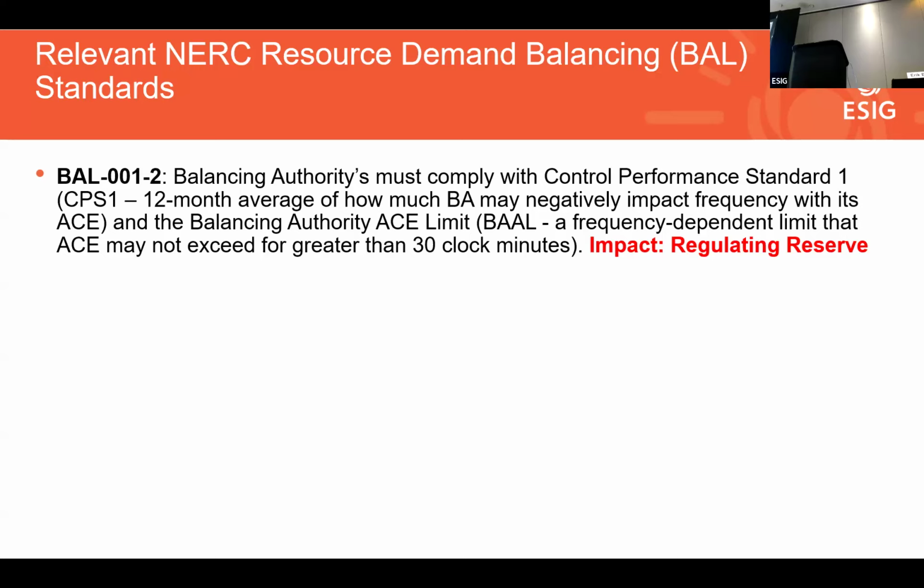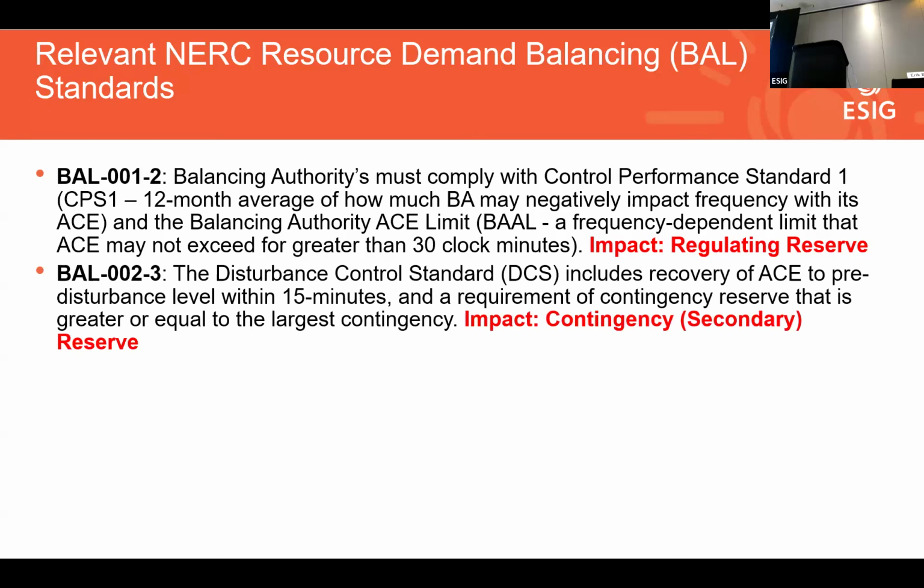So those performance standards really drive the quantity of regulating reserve without having a requirement for how much a region should have. On the other hand, there are requirements for minimum amounts of contingency reserve, and that's through the BAL-002 standard, also called the disturbance control standard. Essentially that requires an amount of this type of reserve that is greater than or equal to the most severe single contingency within a balancing authority, and that has to be corrected within 15 minutes.